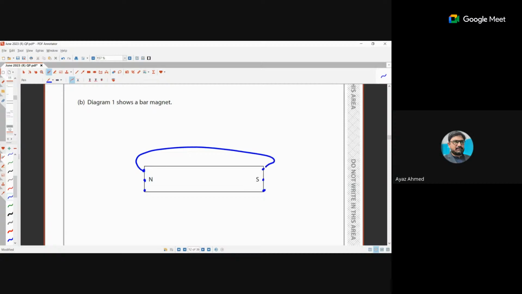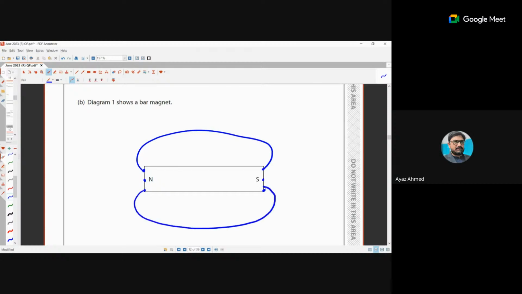Just try to draw the diagram as effectively as possible, because you are drawing on paper. I hope it will be helpful for you to draw on the paper. Right, these are the 2 magnetic field lines. This is the magnetic field line pattern for the bar magnet.